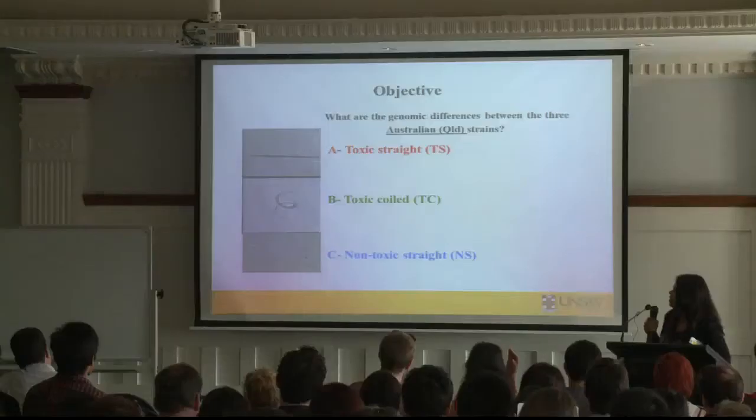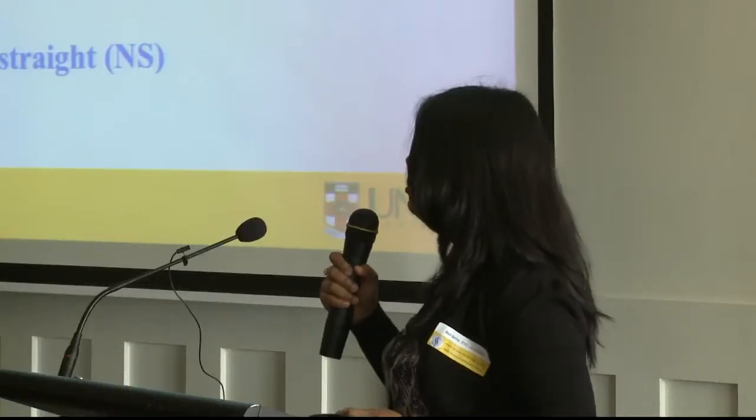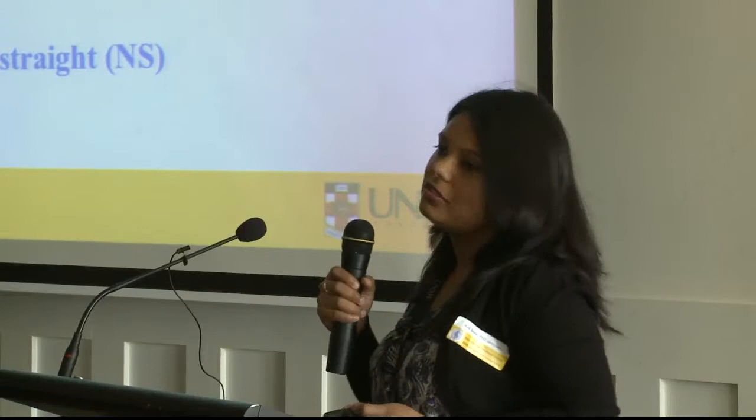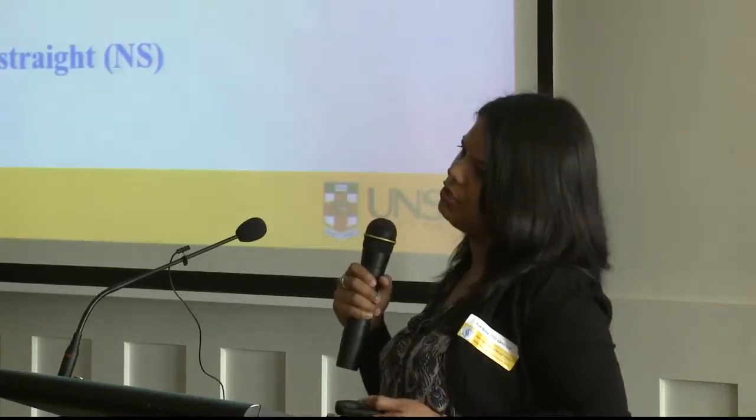So what do you think? Do you think the 2 toxin-producing ones are similar, or do you think the 2 straight morphotypes are more similar to each other? And in general, do you think these 3 would be similar to each other?